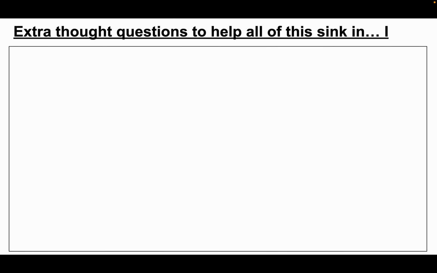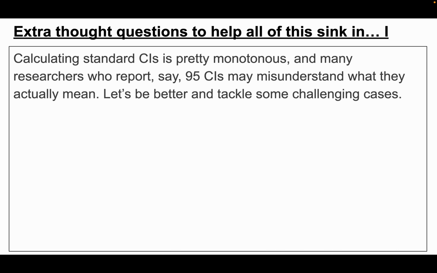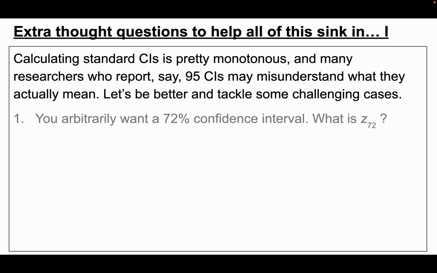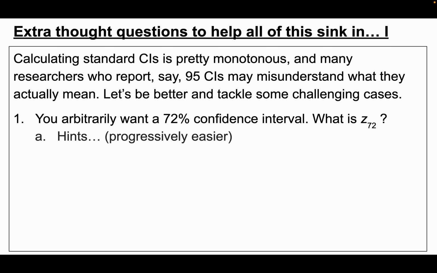Here's some extra thought questions to help all of this sink in. Calculating standard confidence intervals is pretty monotonous, and many researchers who report 95% confidence intervals may misunderstand what they actually mean. So let's be better and tackle some challenging cases. Let's say you arbitrarily want a 72% confidence interval. What is Z sub 72? Here are some hints, and these get progressively easier.